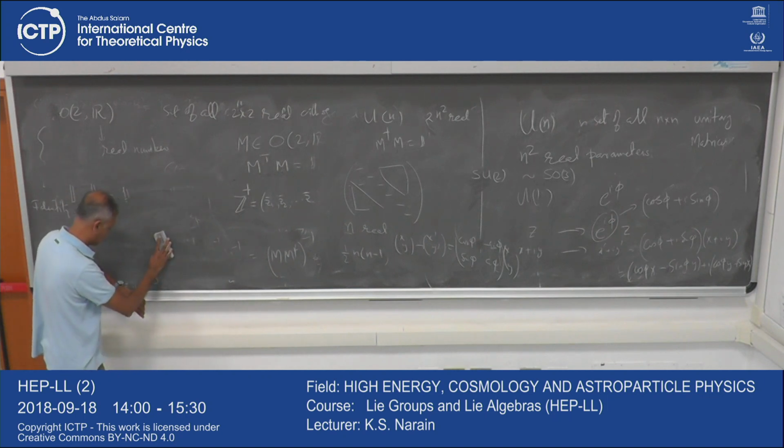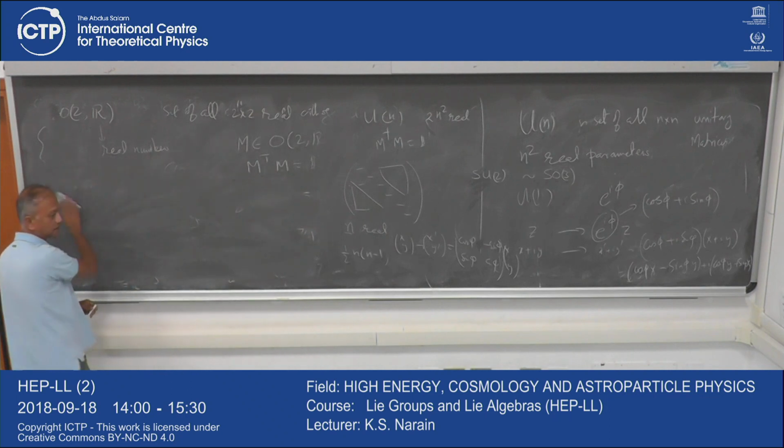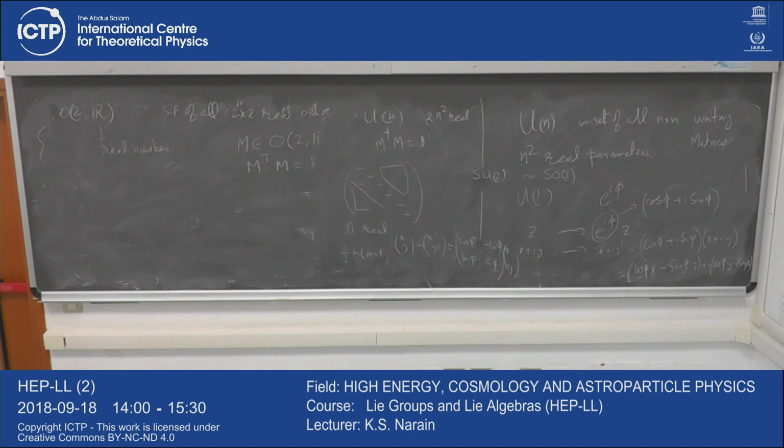Now let's go back. We don't call SU2 the spinor representation of SO3. It's a spin group, Spin 3. It's a group itself. I mean, SU2 is a group. So you can say that the Spin 3 group is the same as the SU2 group.